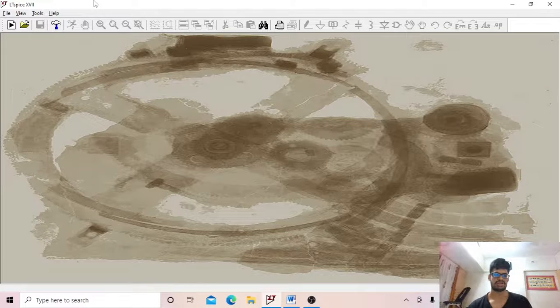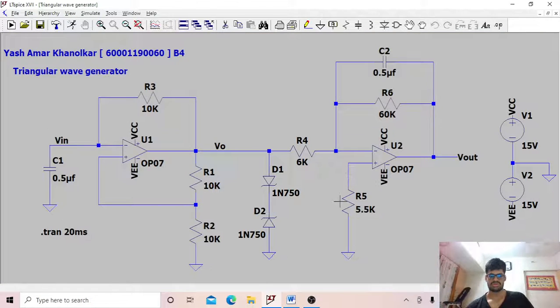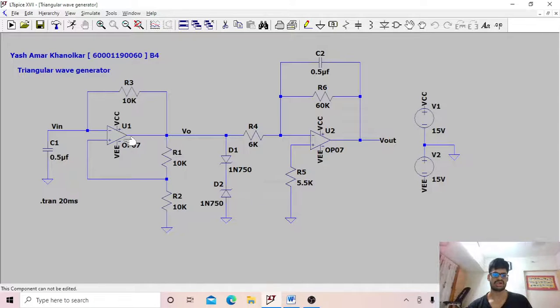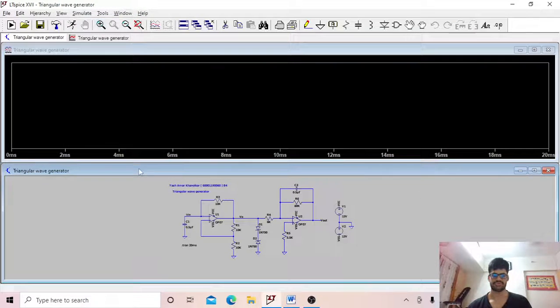The next application is a triangular wave generator. This is basically an astable multivibrator circuit, ahead of which we have connected an integrator circuit. We know that the output we get at the astable multivibrator is a square wave, and if we pass a square wave through an integrator, we get a ramp wave. And this is the output of the triangular wave generator. We can see the simulation right here.